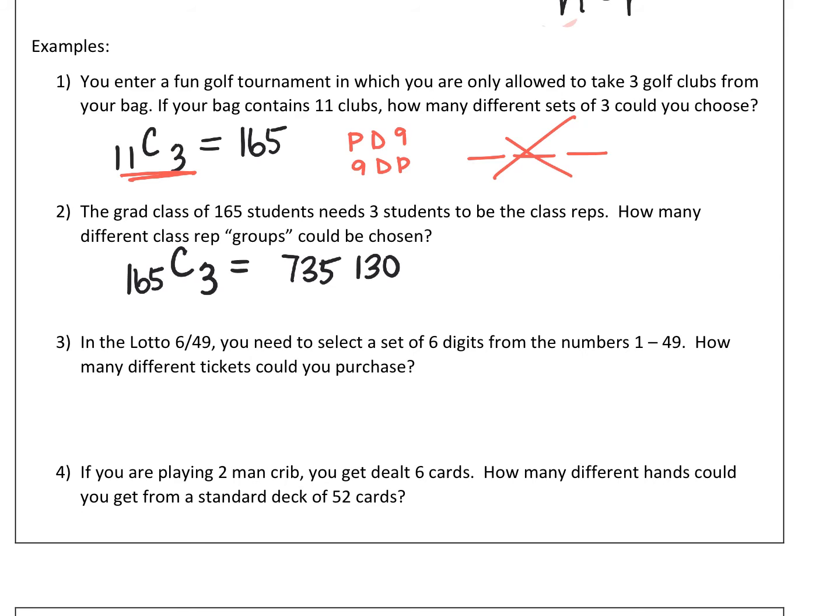Example number 3 says in the Lotto 649, you need to select a set of 6 digits from the numbers 1 to 49. How many different tickets could you purchase? So it doesn't matter what order you scratch your numbers off in, you just need your 6 numbers in the end. So I have 49 numbers and I need to choose 6 of them. So there are actually 13,983,816 different combinations.